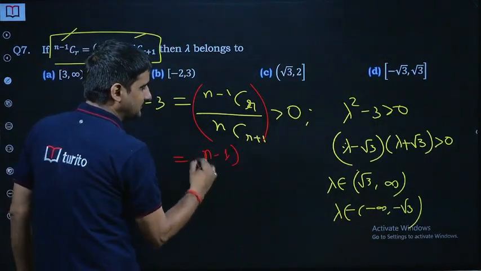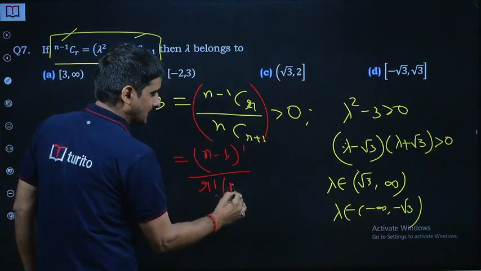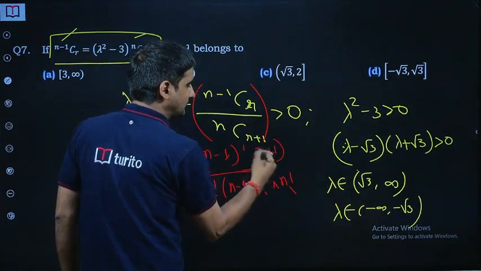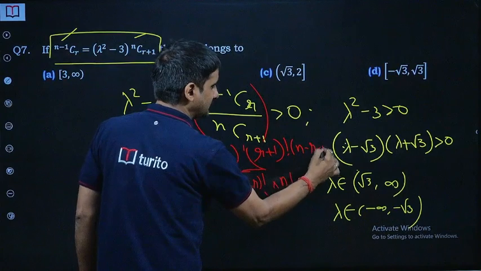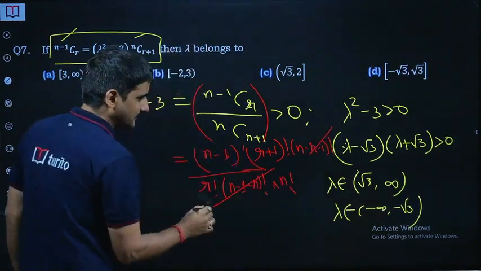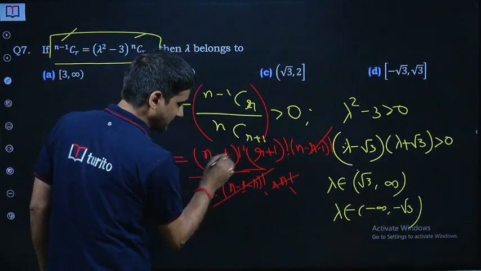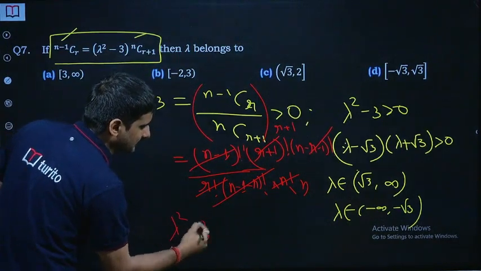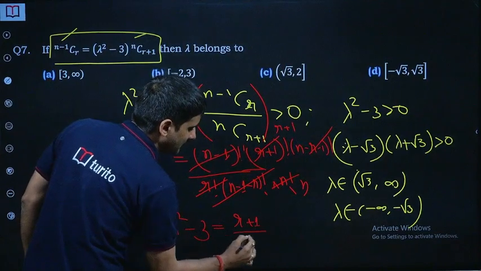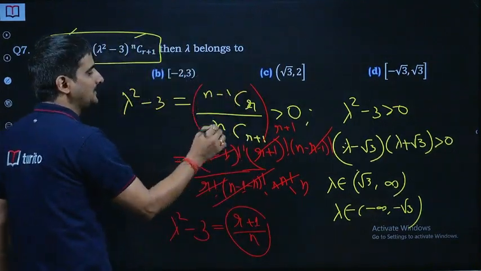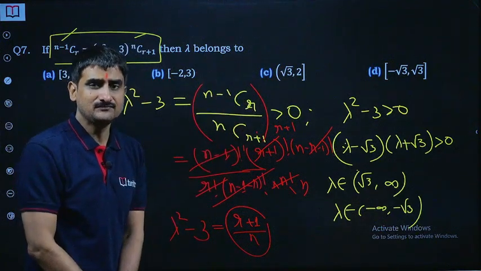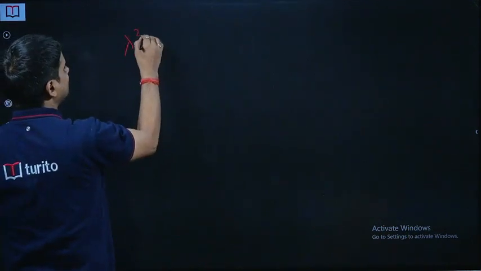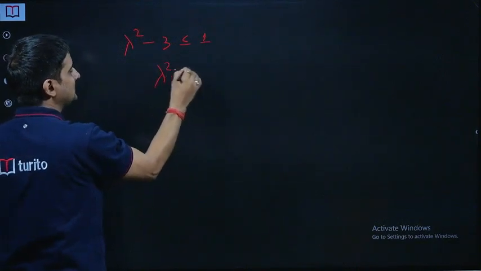So n minus 1 factorial, r factorial, n minus 1 minus r factorial, isn't that? Then it is n factorial into r plus 1 factorial into n minus r minus 1 factorial. That's really good that they got removed, and then this is n, then this is r plus 1. Okay, so lambda square minus 3 is equal to r plus 1 by n, and since the maximum value of r plus 1 can be n, it can't exceed n, this is less than or equal to 1. So lambda square minus 3 is less than or equal to 1. So lambda square is less than or equal to 4.